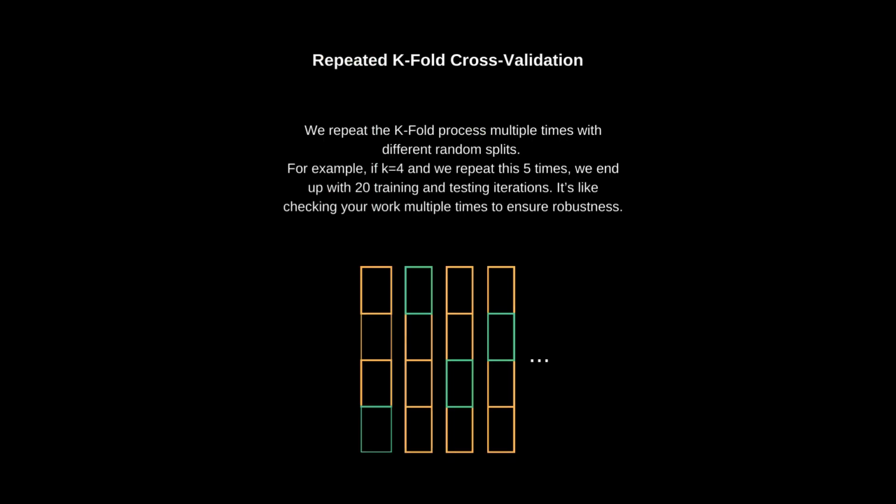Repeated k-fold cross validation. This one is all about consistency. We repeat the k-fold process multiple times with different random splits. For example, if k is 4 and we want to repeat this 5 times, then we end up with 20 training and testing iterations. It's like checking your work multiple times to ensure robustness.